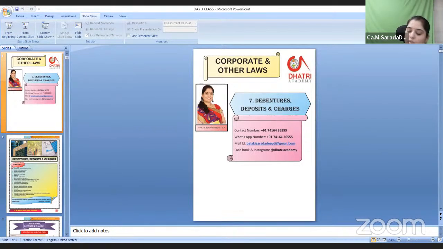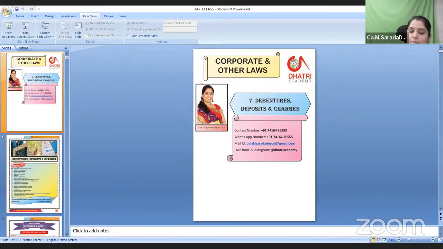When the debentures are transferred from one person to another person, they get registered. They are called registered debentures. If they don't get registered, if they are freely transferable, then they are called bearer debentures, because no registration is done. They are freely transferred from one person to another person.